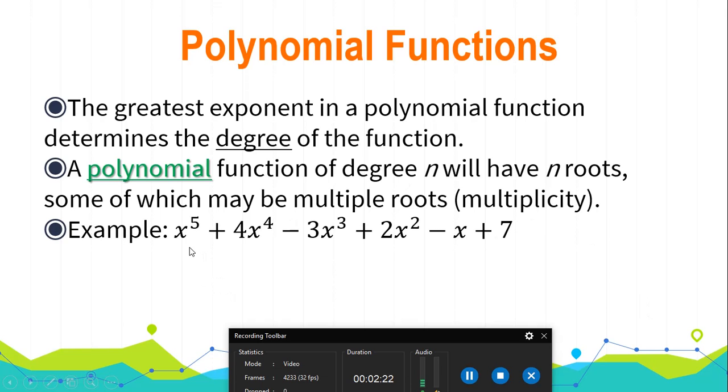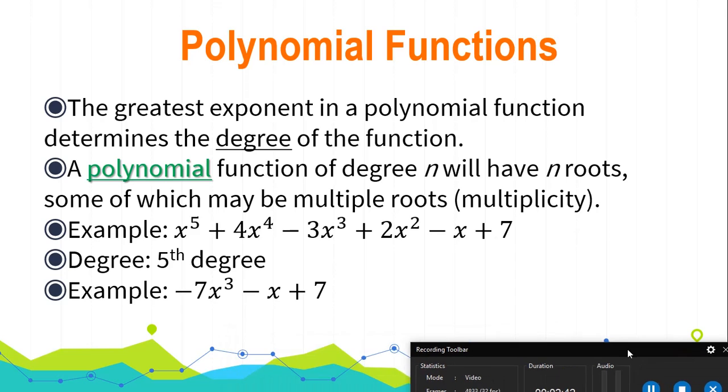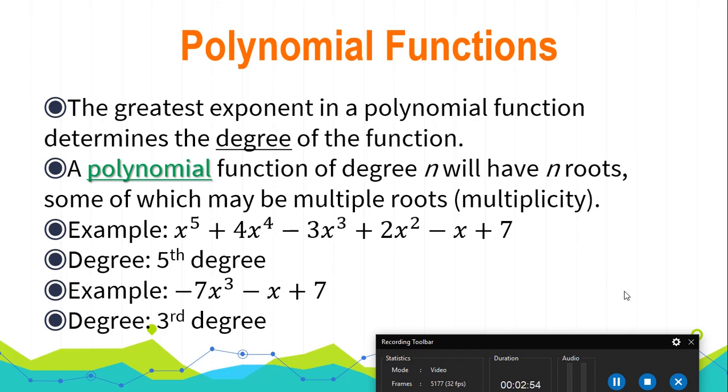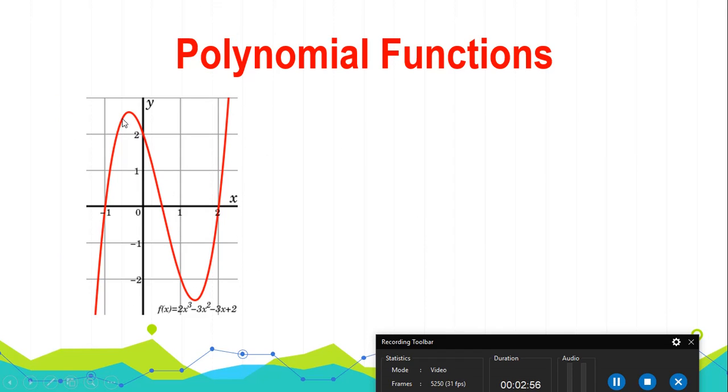So here's an example. This large function is a polynomial function of the 5th degree. The power of 5 is the largest. It should also have 5 roots, which means it's going to cross the x-axis 5 times when you graph it. This next example, its greatest power is 3. This is a 3rd degree polynomial. It should also have 3 roots when you graph it. So in this function, we can see it's a 3rd degree polynomial. It has 4 terms.